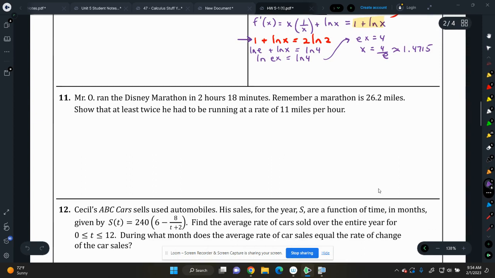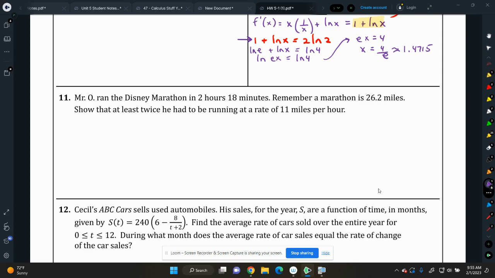Mr. O ran the Disney Marathon in 2 hours, 18 minutes. Remember, a marathon is 26.2 miles. That's really good. Isn't that really good? 2 hours is the world record. It's really good. I mean, it's not as good as Grace, but it's pretty good. Remember, a marathon is 26.2 miles.